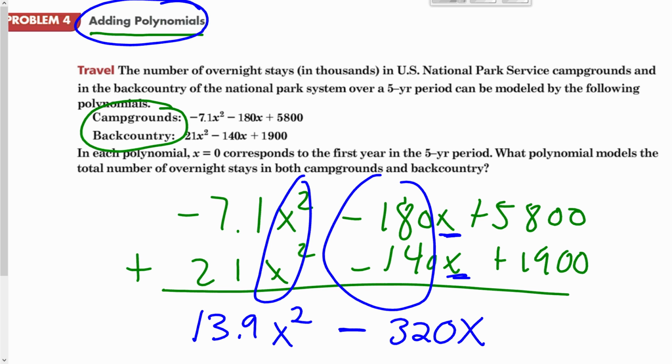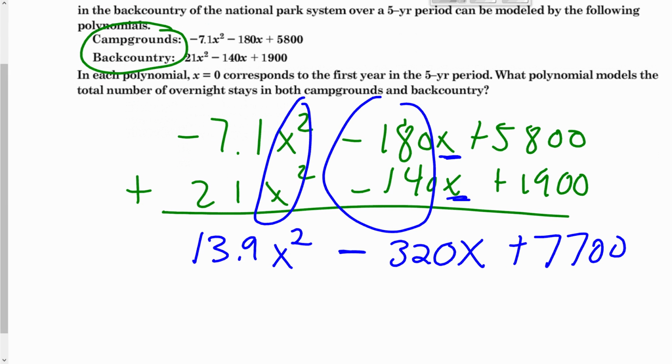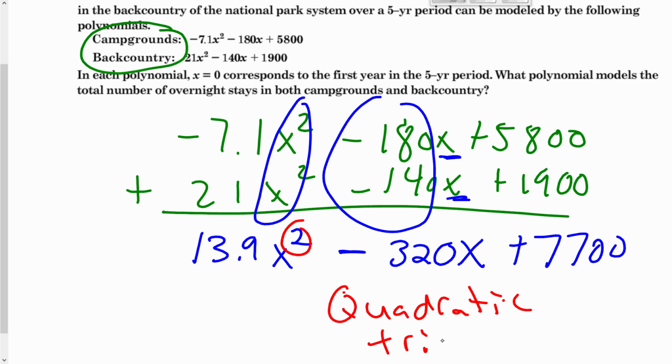Now these I can just add, 5,800 plus 1,900. So that's going to be 7,700 because these both have 0 degrees, right? They're both constants, so we can add them. And so that's it. Here, since the largest degree is squared, it's a quadratic, right? And it has 3 terms, so it's a quadratic trinomial. It doesn't ask for it, but it just asks you to add them together.